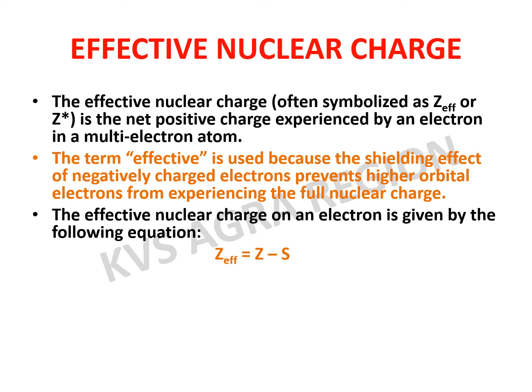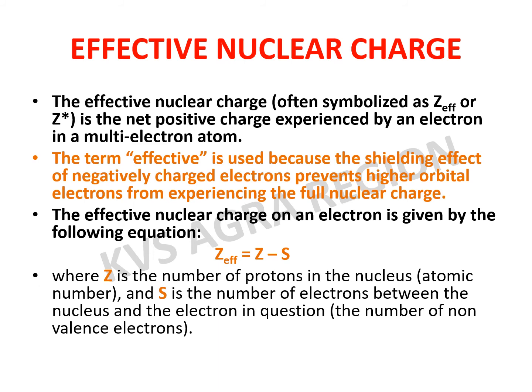The effective nuclear charge on an electron is given by the following equation. Z effective is equal to Z minus S, where Z is the number of protons in the nucleus, that is the atomic number, and S is the number of electrons between the nucleus and the electron in question, that is the number of non-valence electrons, or we can say the number of electrons between the nucleus and the valence shell.